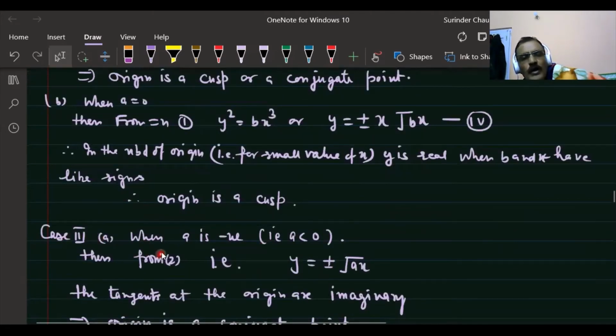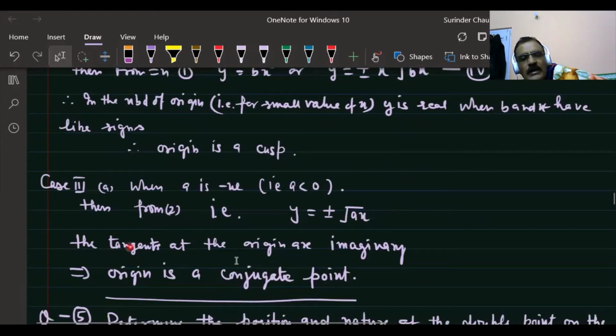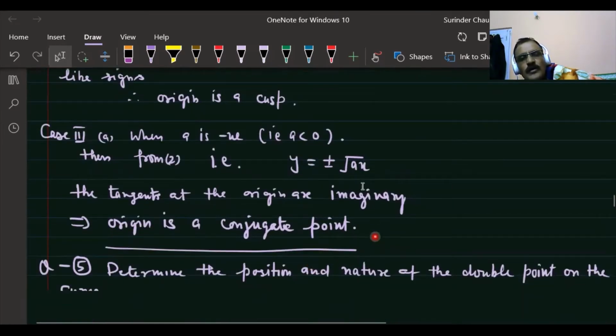Now when a is negative, that is less than 0, then y is equal to plus minus root of a negative quantity. Whatever value x may be, the tangents at the origin are imaginary. Tangents are imaginary, so this is an isolated point, and the problem is complete.